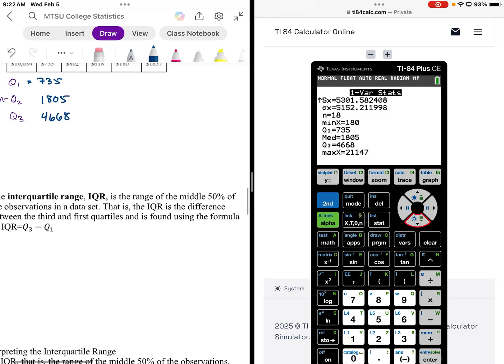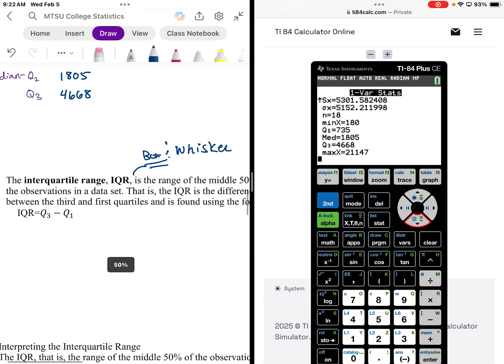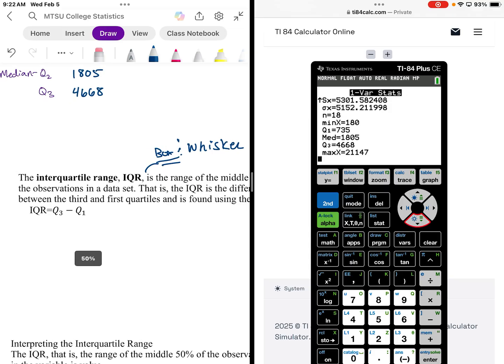The interquartile range is the range of the middle 50%, so that's the box. When we think about a box and whisker, because we did the box plot in the earlier chapter, the IQR is basically the box, and it's the range of the middle 50% of the data. To find the IQR, all you do is take Q3 minus Q1.